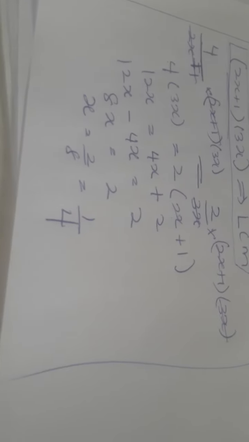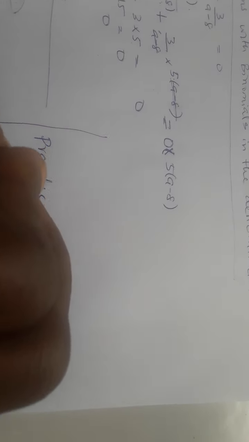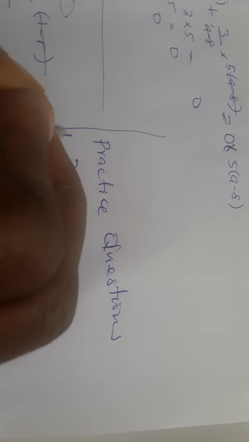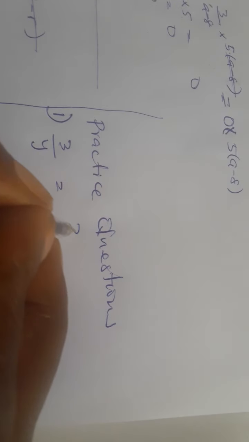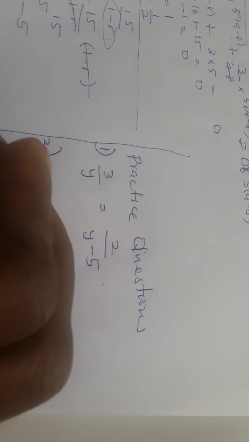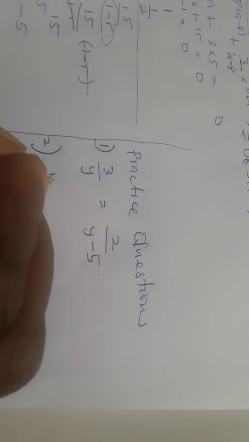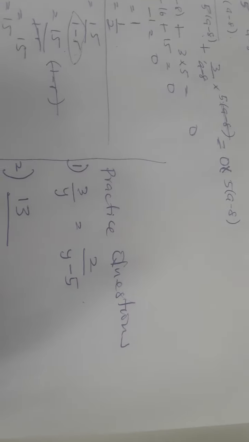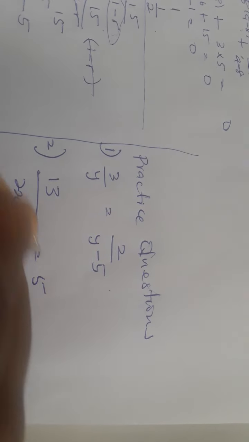Excellent. I believe by now you should have a good grasp of this, and then we're going to have our practice questions. Let's try 3 over y, number 1, is equal to 2 over y minus 5. Number 2, we have 13 over 2x plus 1 is equal to 5.